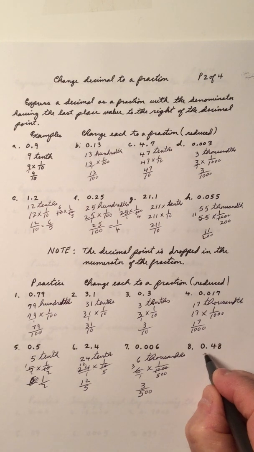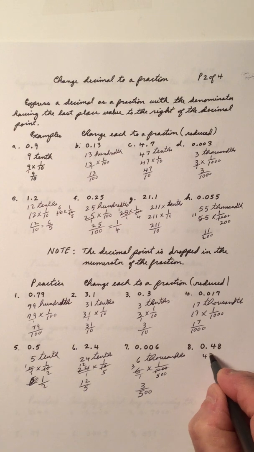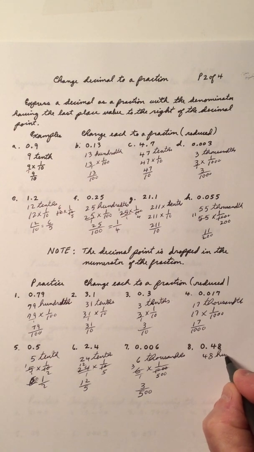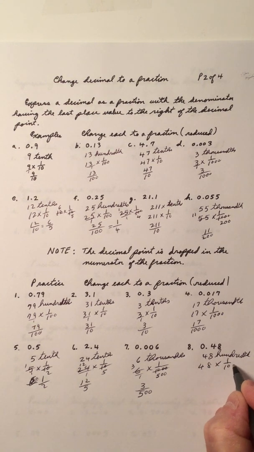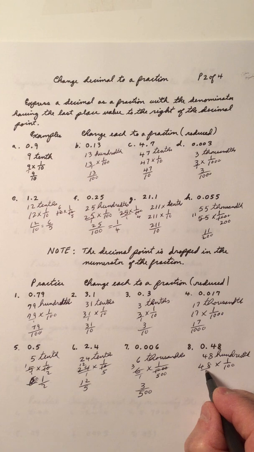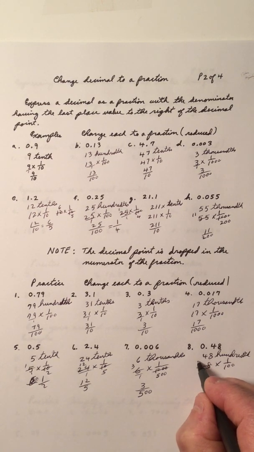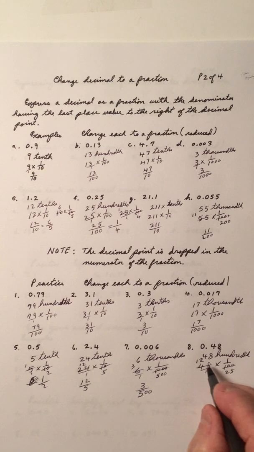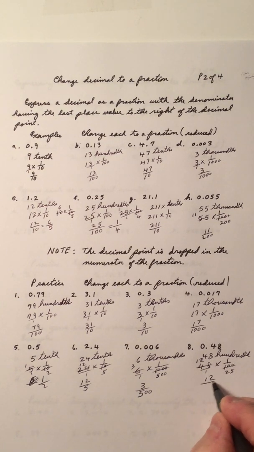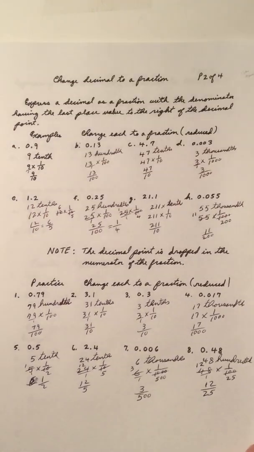And this one is decimal 0.48, which is 48 hundredths. 48 times 1 over 100. We can cancel. 4 goes into both. 4 into 48 is 12. 4 into 100 is 25. So we get 12 over 25 as a fraction. Let's continue.